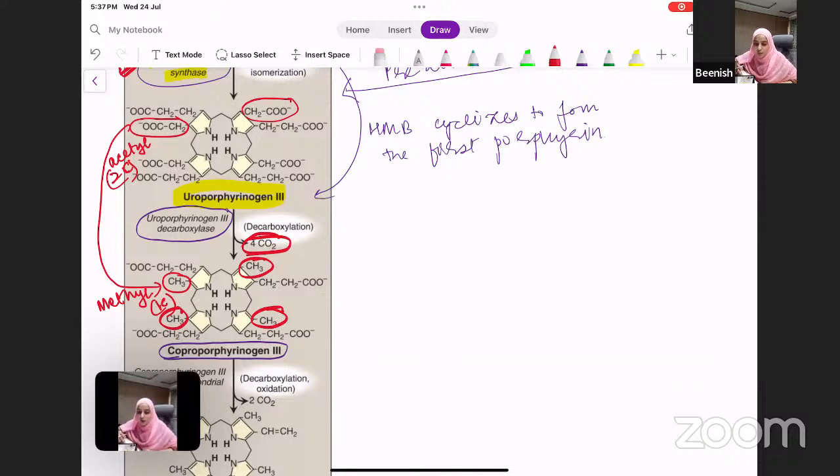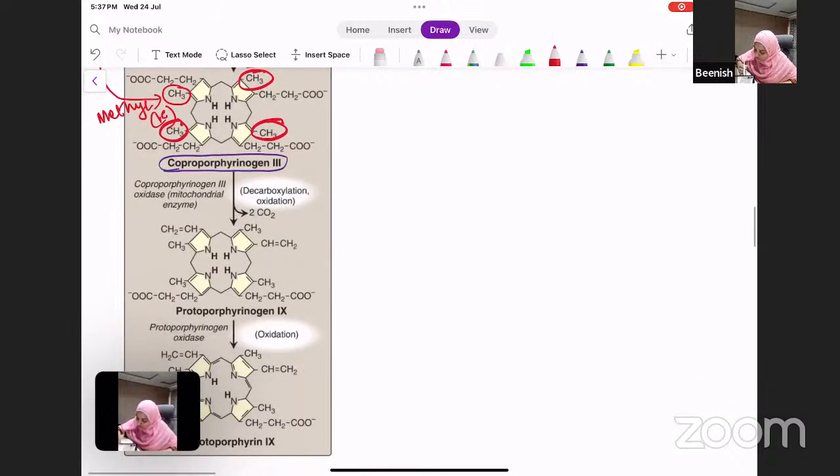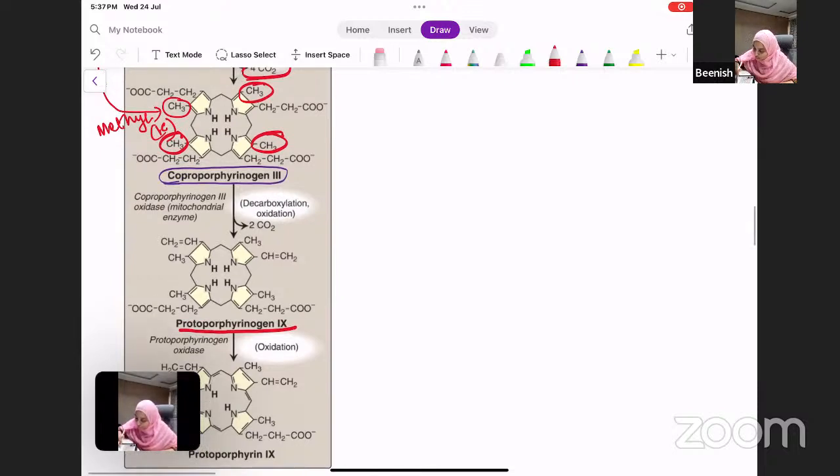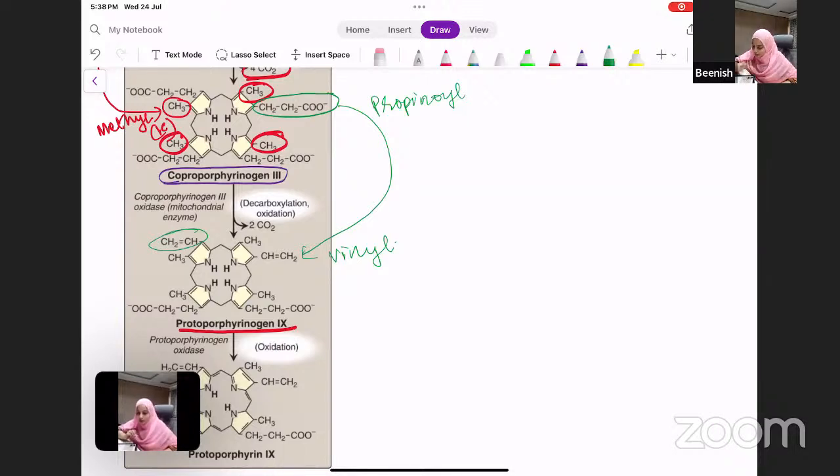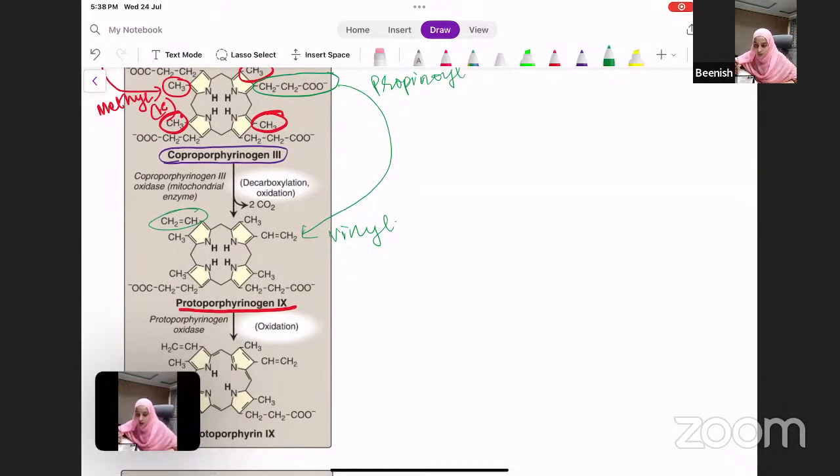You end up with coproporphyrinogen 3. Now this coproporphyrinogen 3 is going to change into protoporphyrinogen 9. Okay. Now what is going to happen? Here your propionyl, this propionyl is going to change into vinyl. So the propionyl of coproporphyrinogen 3 is going to change into vinyl. This one and here this. Okay, so you end up with protoporphyrinogen 9.